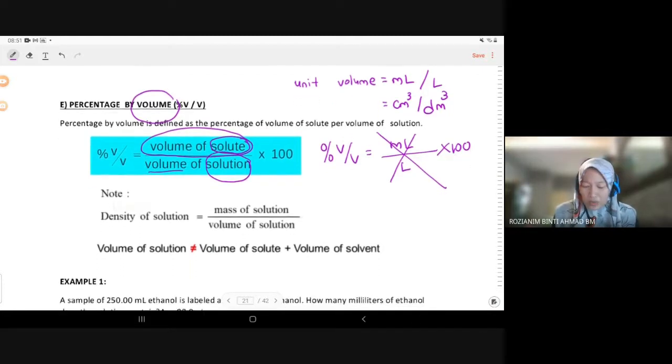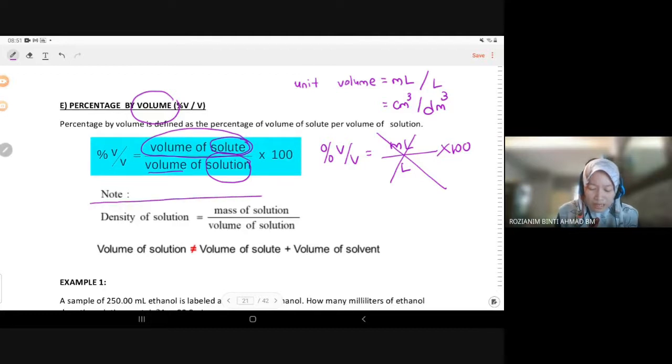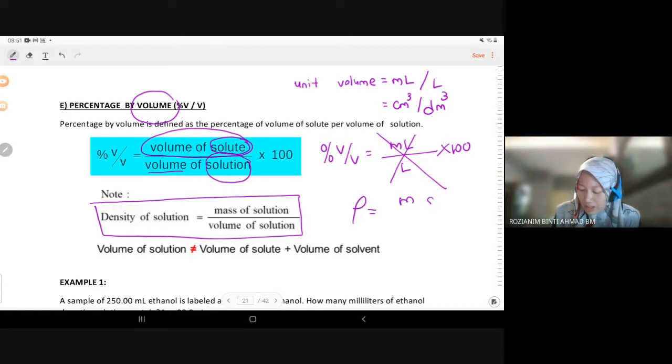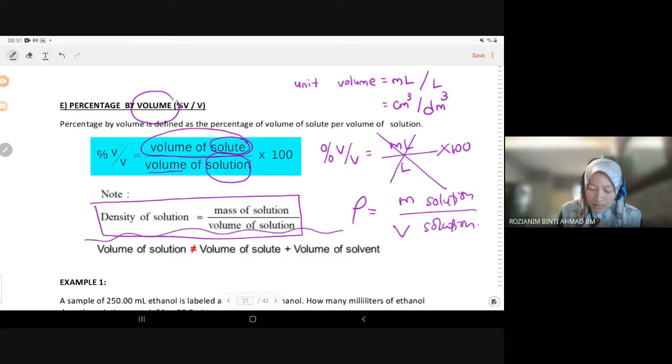Bila kita nak belajar percentage by volume, dia akan guna relationship density. Bila kita nak guna, saya akan discuss nanti dalam tutorial session. Density solution, apa formula density? You dah belajar kat sekolah. Mass solution, dia mesti solution, bahagi dengan volume solution.